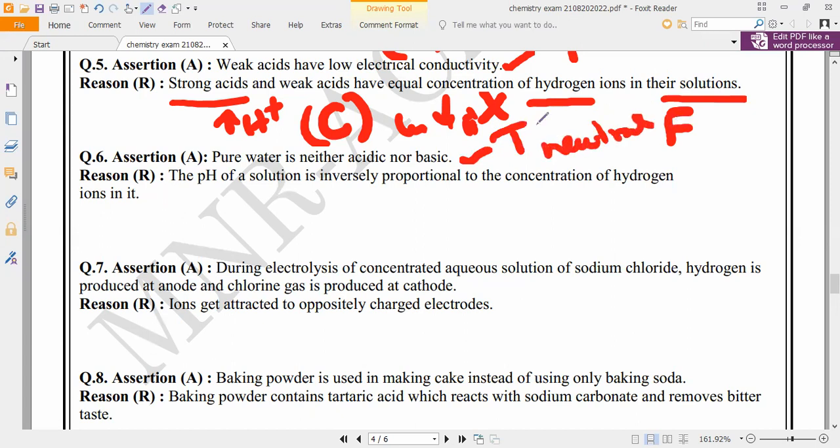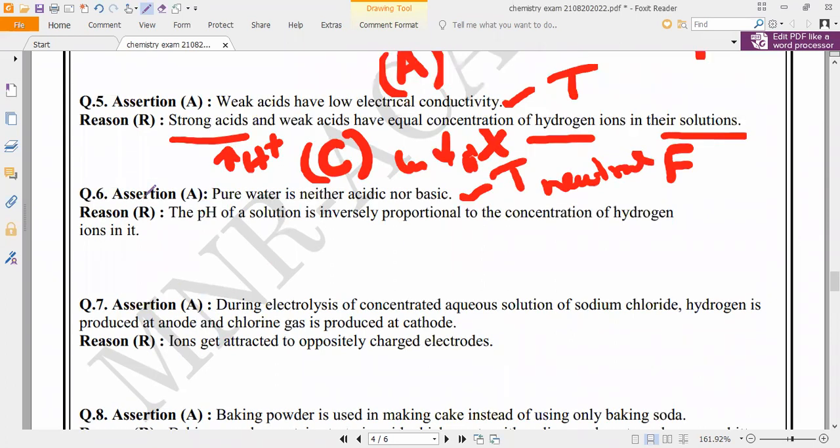Next. The pH of a solution is inversely proportional to the concentration of hydrogen ions in it. True. Inversely proportional, yes or no? The pH is increasing, H plus ions decrease. H plus ions increasing, pH is decreasing. So this is also true.